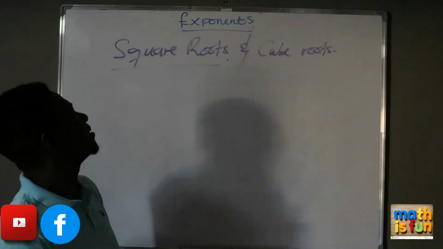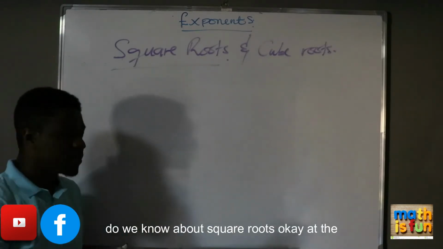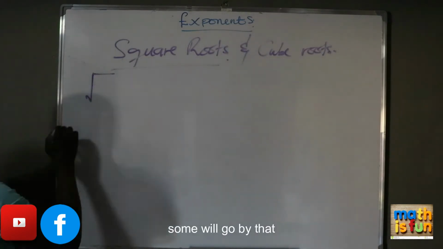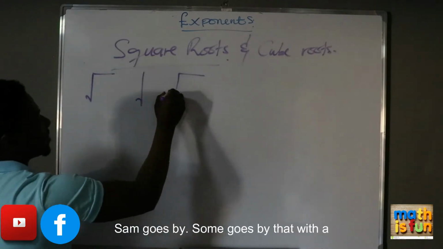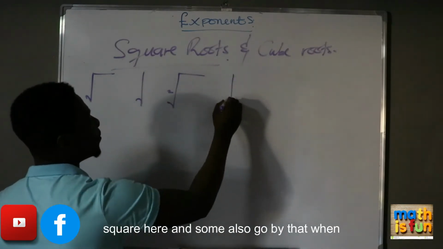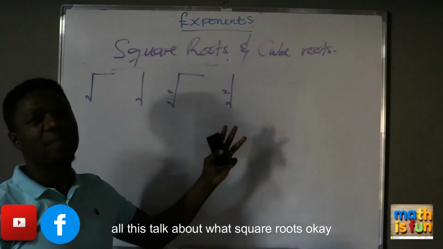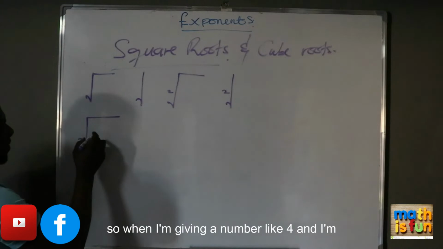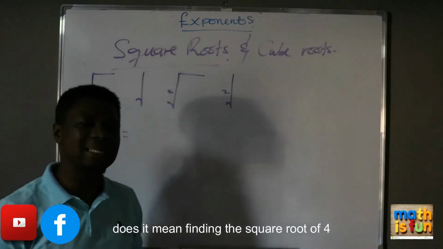And what do we know about square roots? Square roots are denoted by the sign. Some will go by that, some go by that with the square here, and some also will go by that with a square here. It is the same thing. All these talk about what? Square roots. Okay, so when I'm given a number like 4 and I'm asked to find the square root of 4, what does it mean?